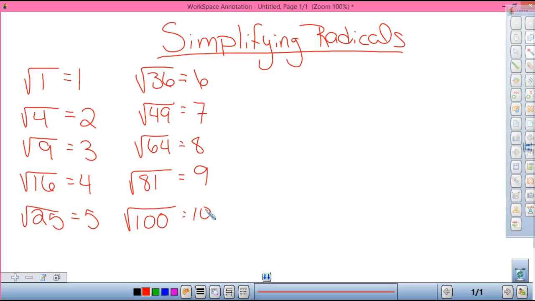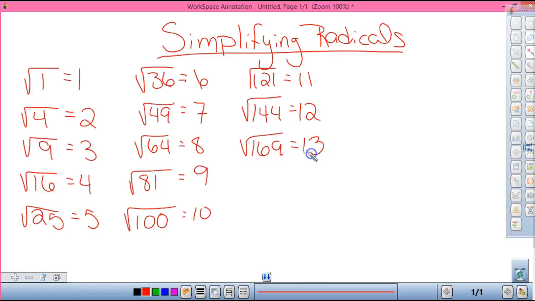Okay, now here's the deal. In Algebra 2, you're going to have to know these up to 20. And I know most of us usually know them to 15. What's 11? 121. 12 is 144. 13 is 169.